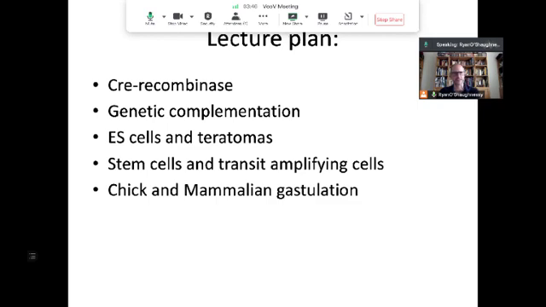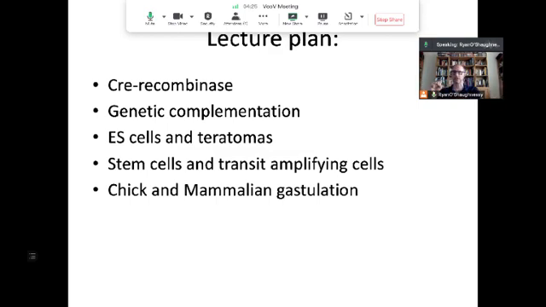Also had questions about genetic complementation. Again, people always seem to have a little bit of a problem with the genetic aspect of those Nusslein-Volhard screens. We're going to look at ES cells and teratomas, just make sure we're all up to speed on that. Then we're going to look at stem cells and transit amplifying cells, and look at things that people have found a bit complicated about that. And then we're going to look at Chick and mammalian gastrulation, because there's been lots of confusion from me and others about the epiblast and where gastrulation occurs and these sort of things.